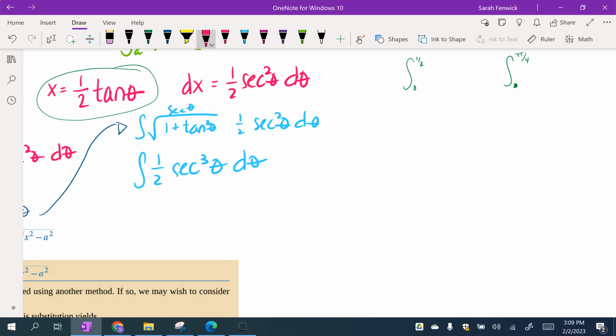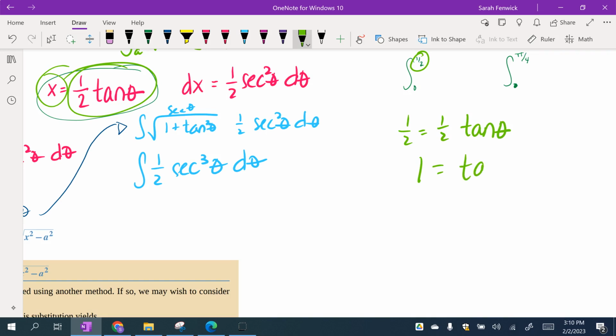My first question was, where in the world did that come from? But if x is 1/2, then we do 1/2 equals 1/2 tan theta, divide by 1/2, 1 equals tan theta. And we're working with a right triangle, so we're thinking first quadrant, and that means that theta would have to be pi over 4. That's how we got this. So we're going to do the integral from 0 to pi over 4 of 1/2 secant cubed theta d theta.